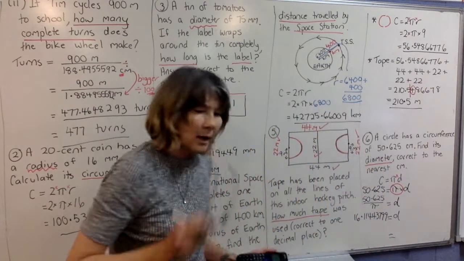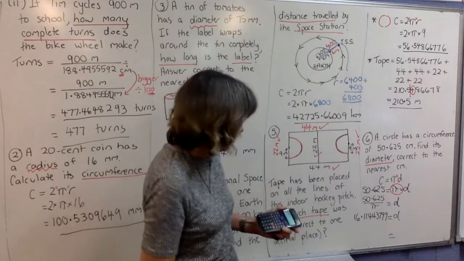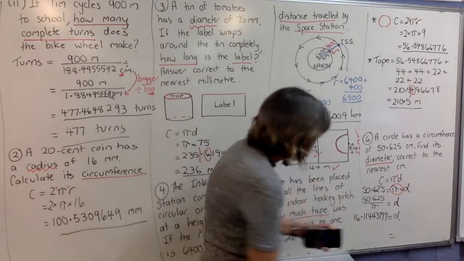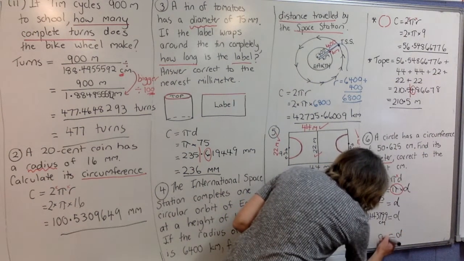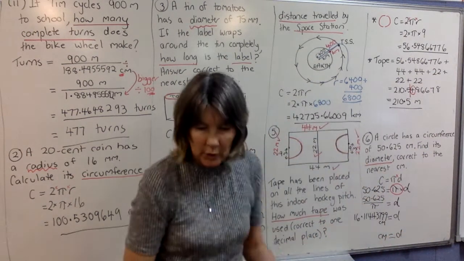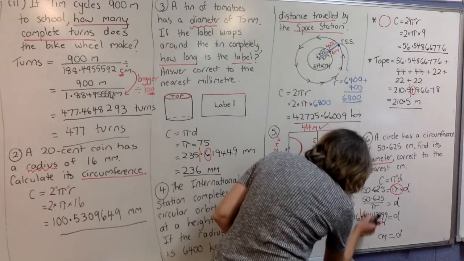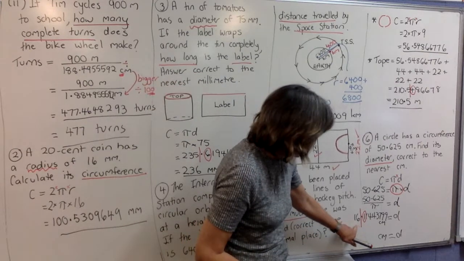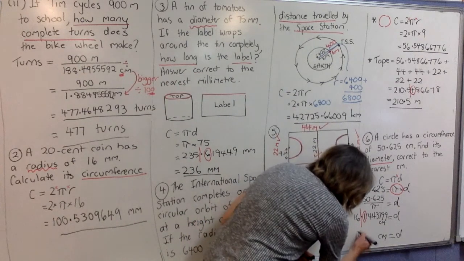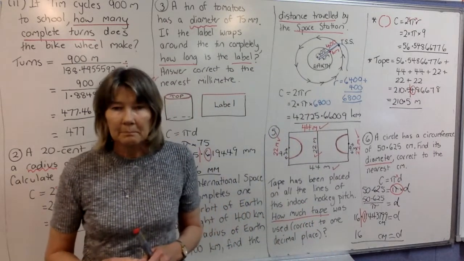Okay, and now the only rounding they're asking for here is correct to the nearest centimetre. Well, this is already in centimetres, so we're just going to the nearest whole number. So if we just draw our line after the whole number and circle our next digit, that's less than 5, so this is going to stay. So your answer is 16 centimetres for your diameter.